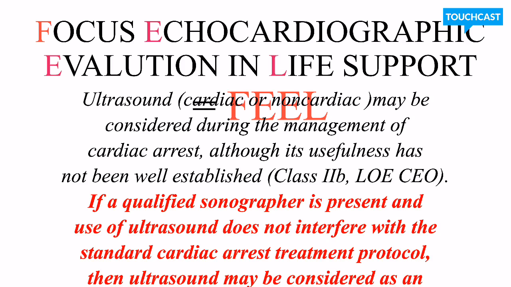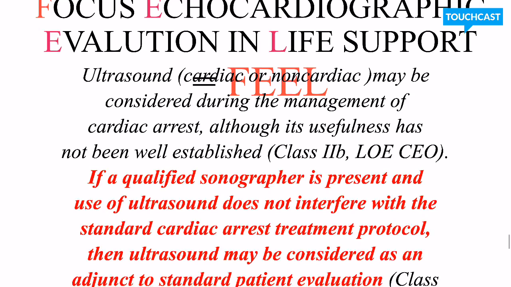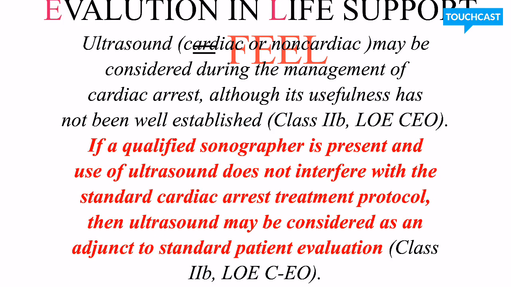They also mentioned focused echocardiographic evaluation in life support, meaning if there is a qualified sonographer and the use of ultrasound does not interfere with the standard cardiac arrest treatment protocol, then ultrasound may be considered as an adjunct to standard patient evaluation. During the pulse check and rhythm check, you can put the cardiac probe to look for four chambers view or short axis, or I prefer the probe on the subxiphoid or subcostal area. But remember, you should not interfere. I prefer the subxiphoid or subcostal view because it will not interfere with the chest compression.